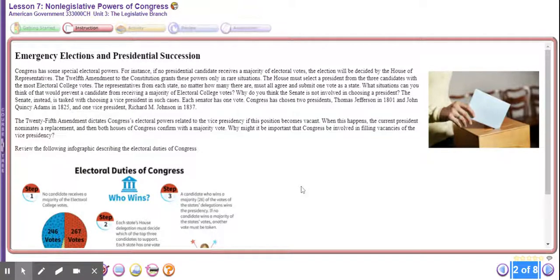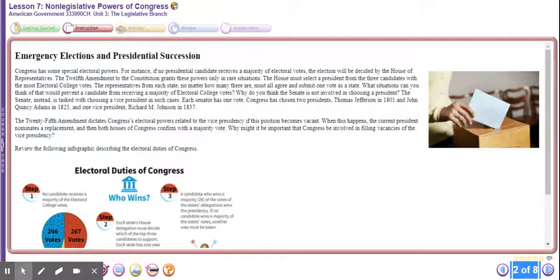Okay, so one of the things that Congress has non-legislative power in is the presidential election process. And so we're going to talk through that a little bit here, and we'll talk a lot more about how presidents are elected in a future unit. But we'll talk a little bit about it here. Okay, so Congress has some special electoral powers.